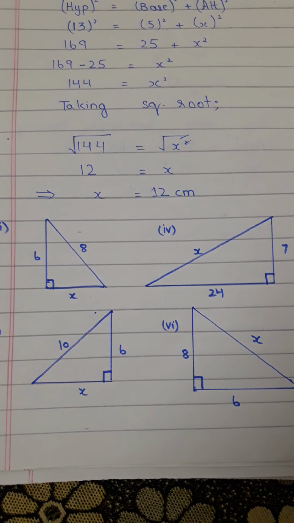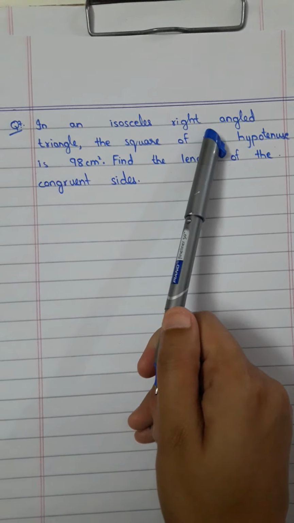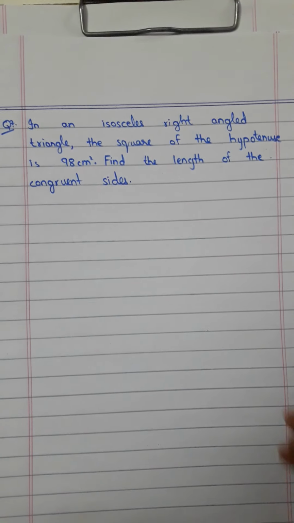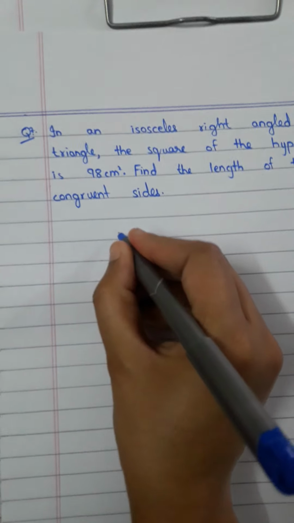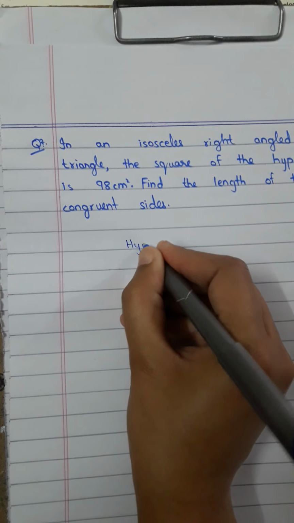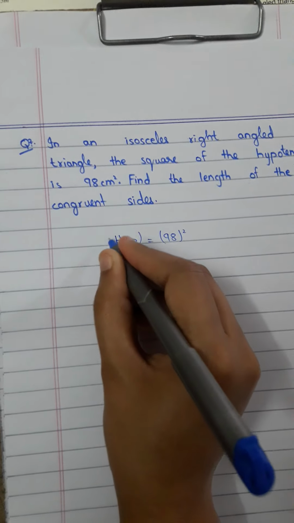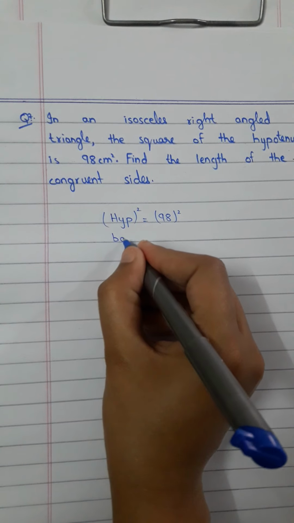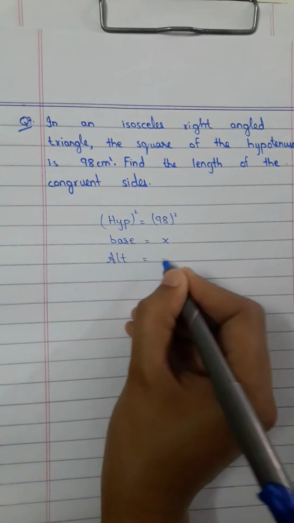Clear students? Now look at the question number 2. In an isosceles right angle triangle, the square of height is 98 centimeter square. Find the length of the congruent sides. According to this, the value of height square which is given to you is 98, means the square of the height is given to you. Clear? Now base and altitude are not given to you. Both of them become x.